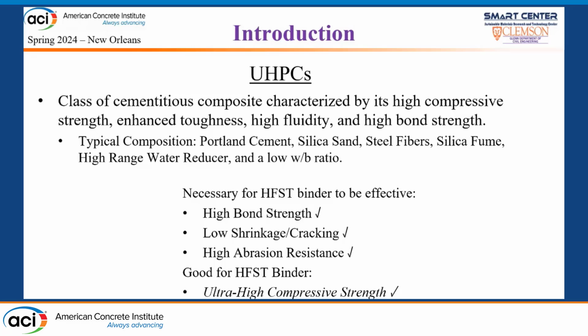You're going to have low shrinkage and cracking, which is more so brought together by the fibers of these mixes that don't allow it to ravel apart. And then finally, you want to make sure that you have a high abrasion resistance so you have a longer surface life. You're not losing aggregate on the surface. What's good for UHPC binders but isn't necessarily necessary is that ultra-high compressive strength. Most HFST specifications specify 1 to 5 KSI compressive strengths at 1 day and 7 days respectively. So UHPC is good in terms of compressive strength.